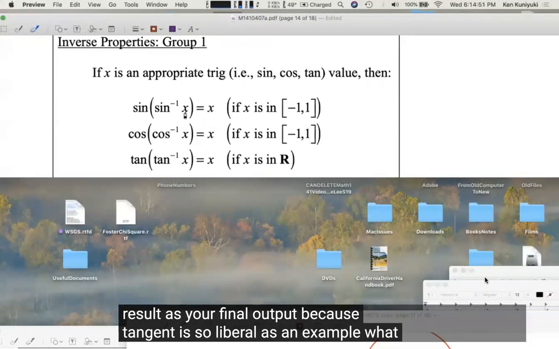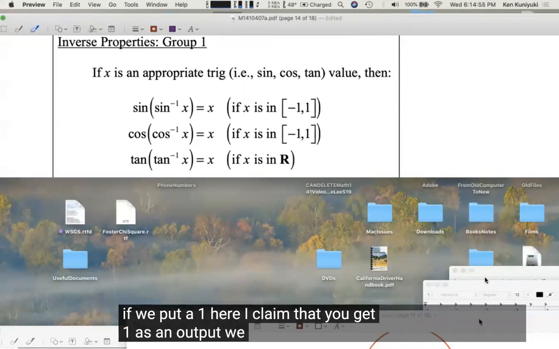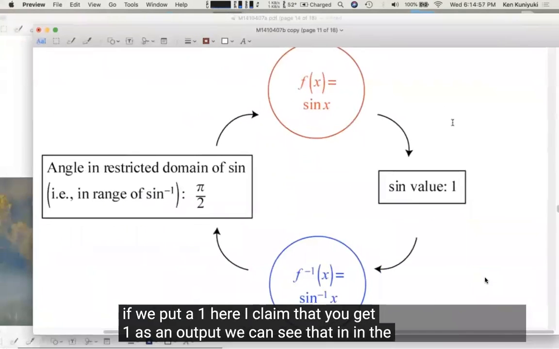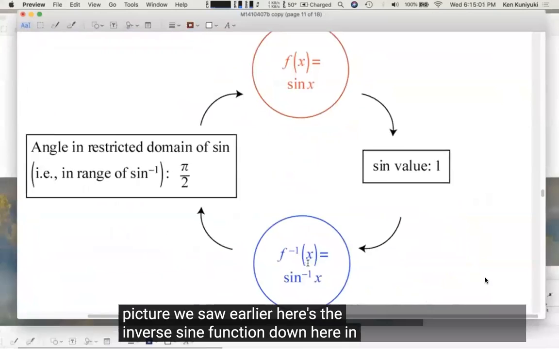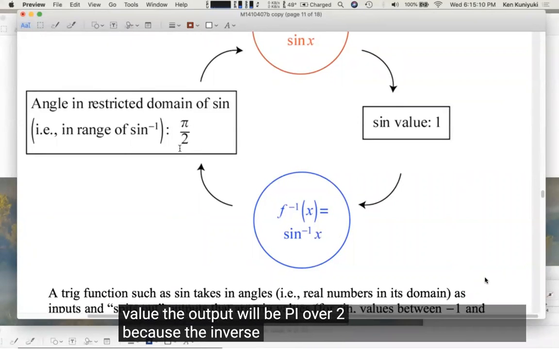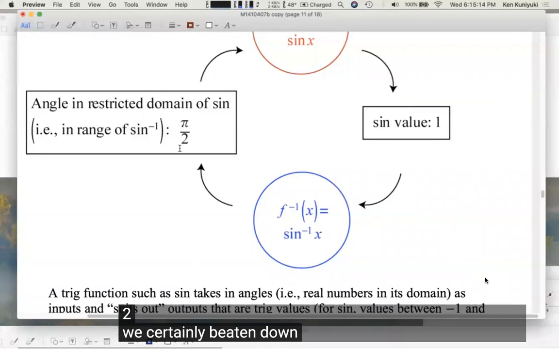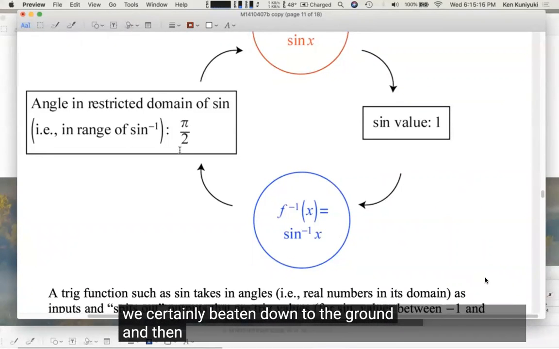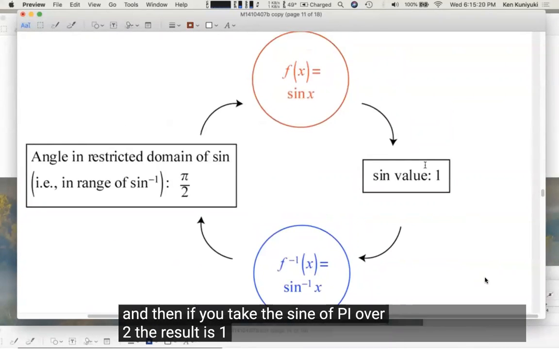As an example, what if we put a 1 here? I claim that you get 1 as an output. We can see that in the picture we saw earlier. Here's the inverse sine function, down here in blue. If you input a value of 1, that's a sine value, the output will be pi over 2, because the inverse sine of 1 is pi over 2. We've certainly beaten that into the ground. And then, if you take the sine of pi over 2, the result is 1.